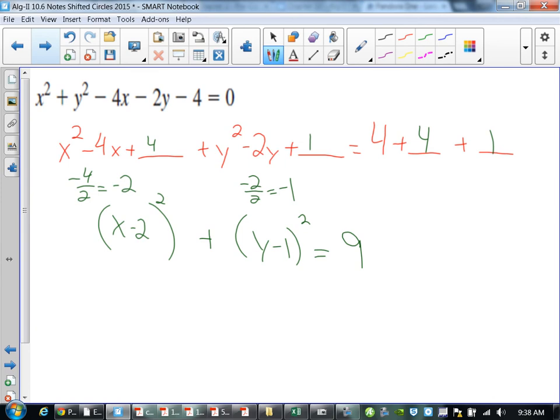2, 1, 3. Good. That's the kind of questions I'm going to ask you guys to do, is identify the center and the radius. I don't think we need to graph these because it's kind of a waste, to be honest with you. So if you can tell me that the center is at 2, 1 with a radius of 3, I'm good with that. Okay?